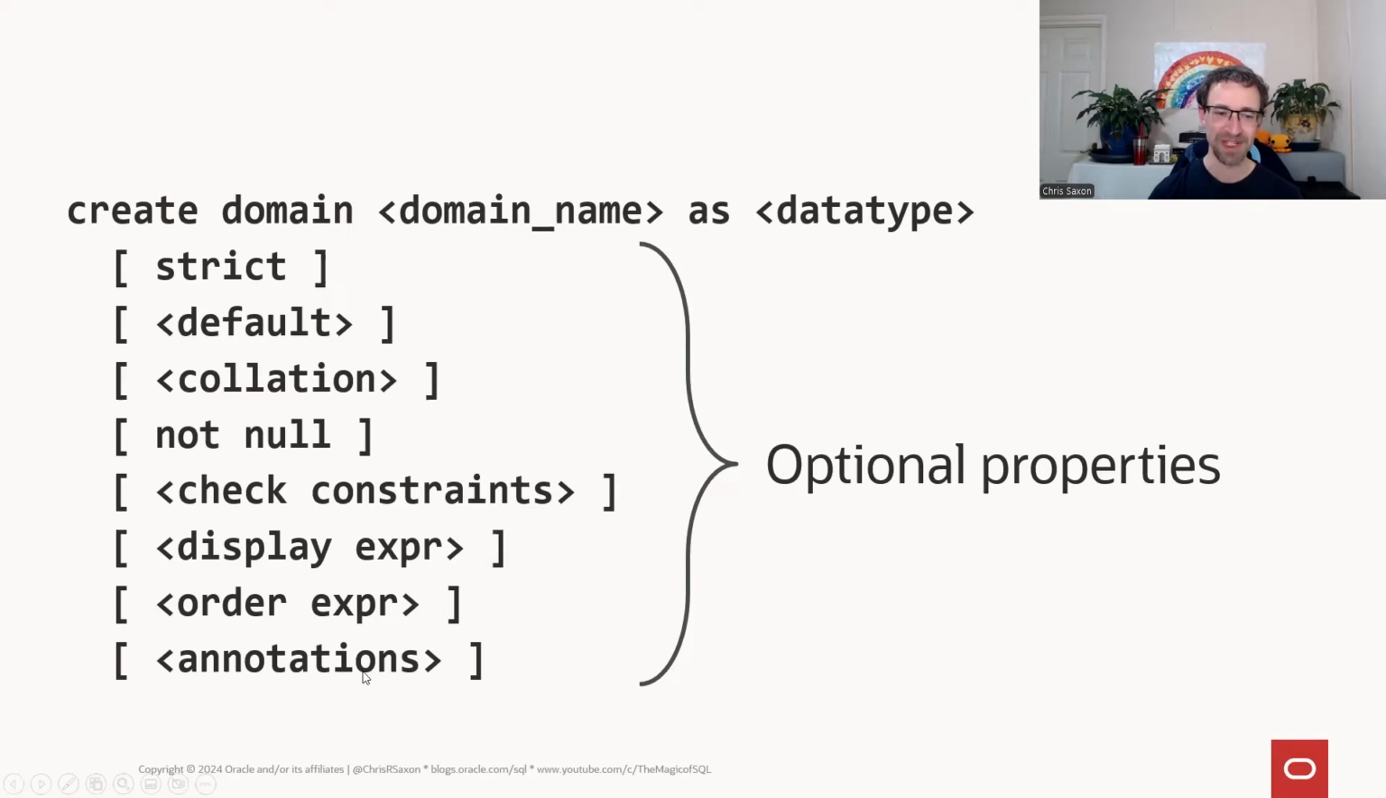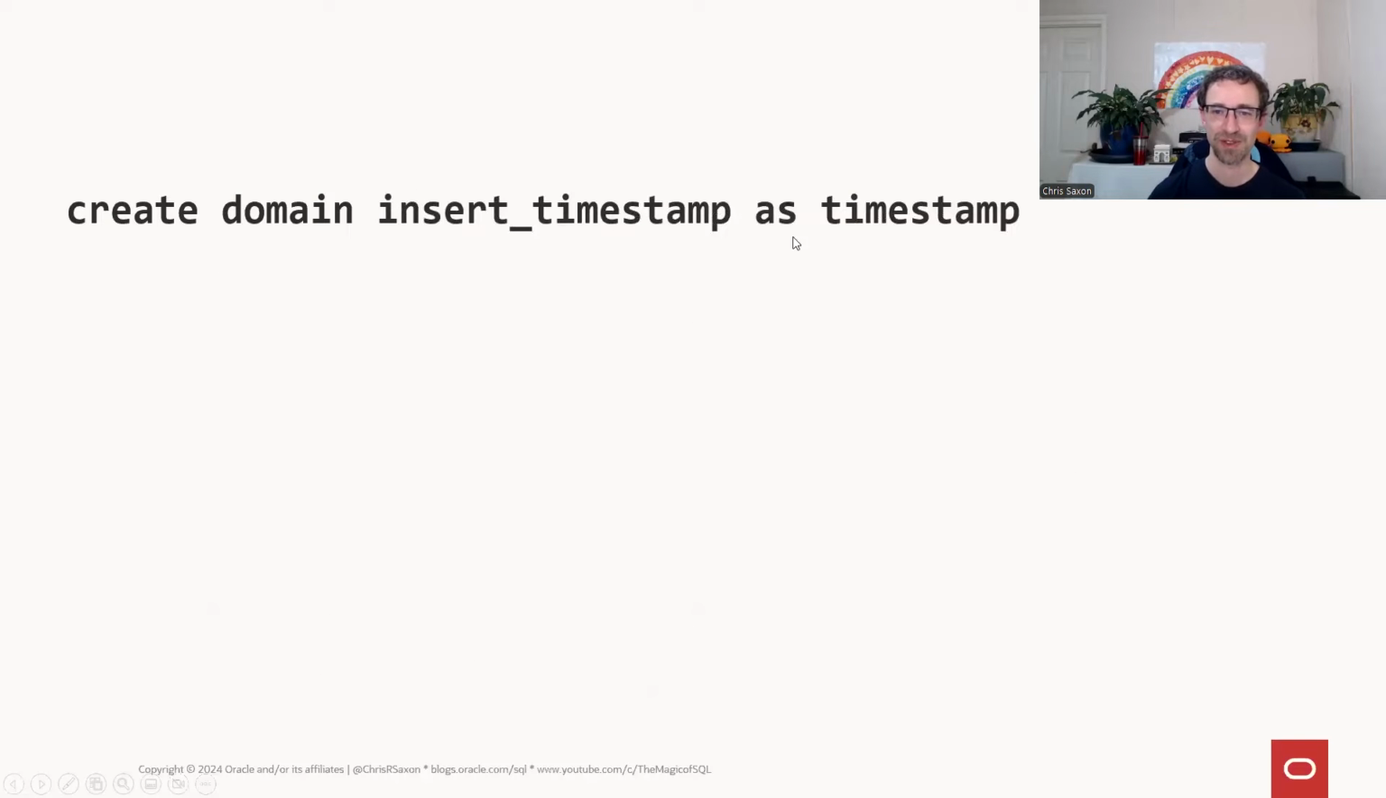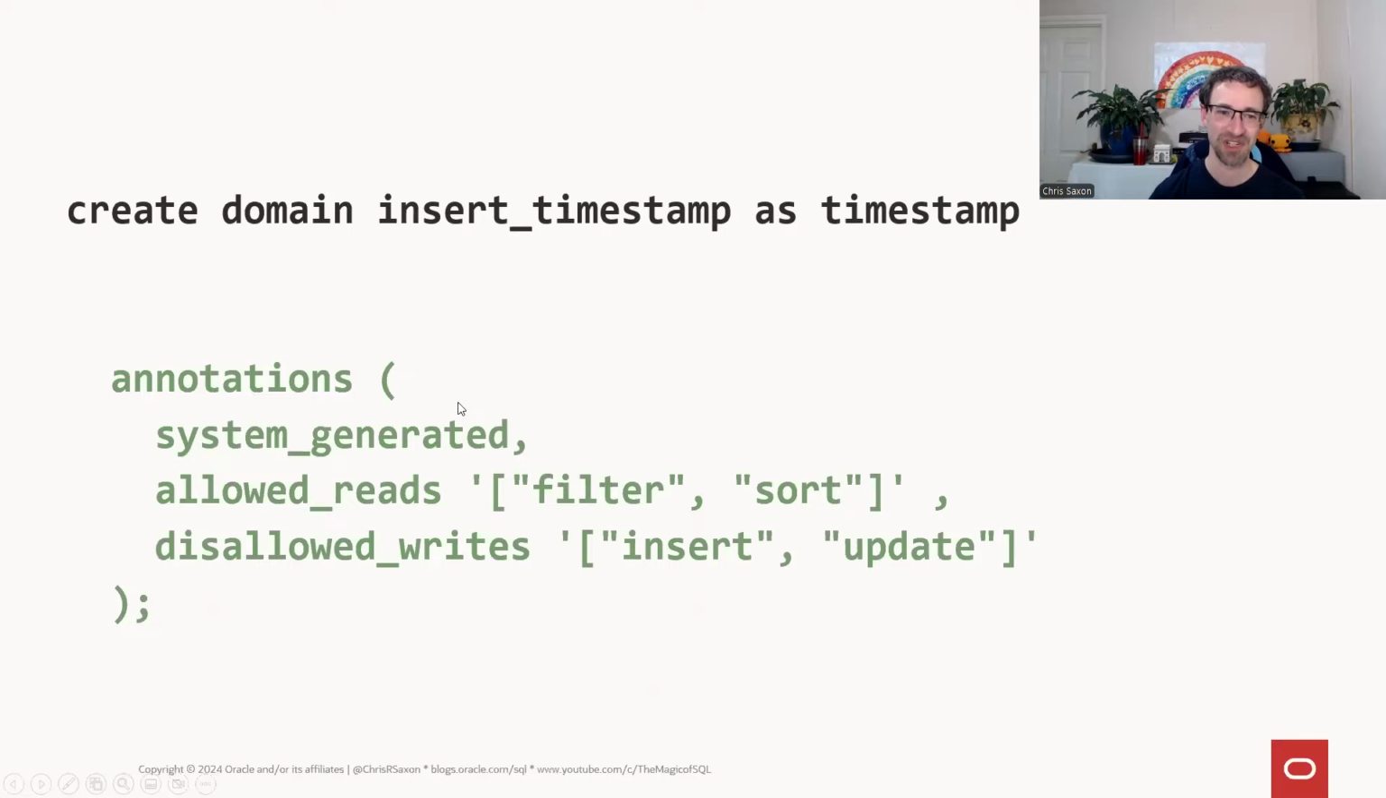So right at the bottom here, we can see one of the properties you can assign is the annotations. So let's create our insert timestamp domain. It is a timestamp, and we'll add our annotations, say it's system generated. These are the reads we allow, and these are the writes we disallow, insert and update. So already this is quite useful because we can use this in our column definitions and they all have the same annotations, meaning we don't have to worry about making sure we're using the singular and plural or other kinds of typos and spelling errors.